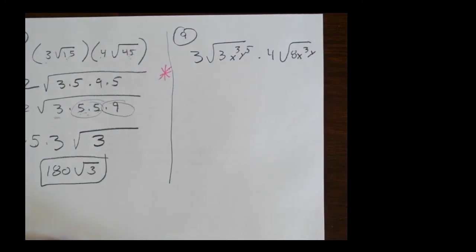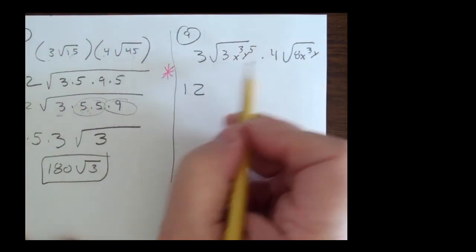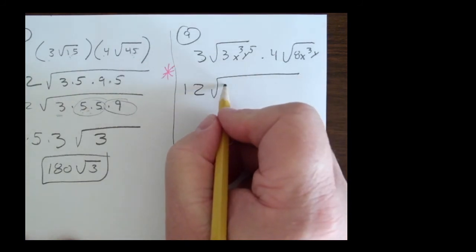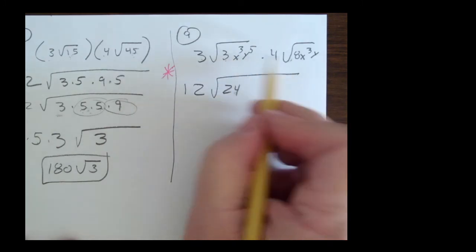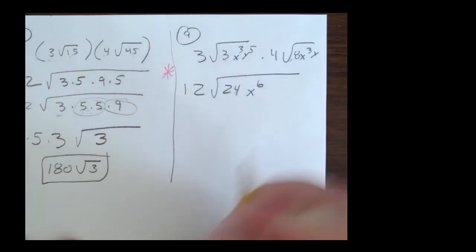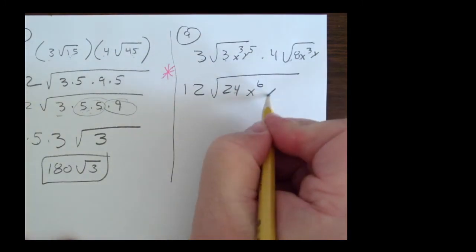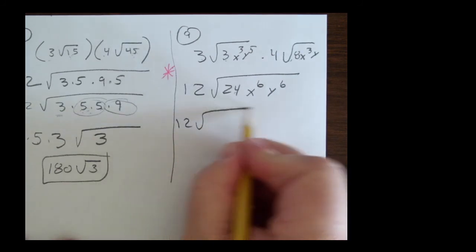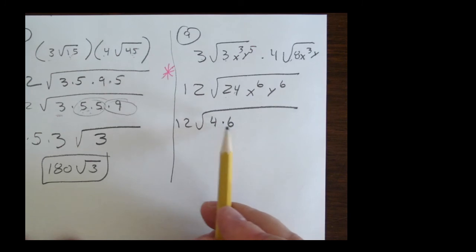Okay, so there's number 9. We get 12 again when we multiply here. What's underneath? Well, we get 24. 3 times 8 is 24. X to the third times x to the third is x to the 6th. Y to the 5th times y to the 1 is y to the 6th. 24 is square root of 4 times 6.